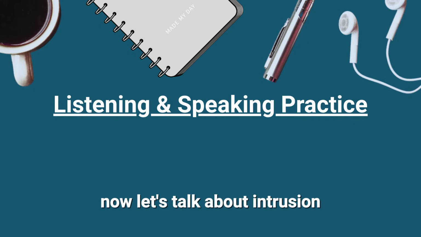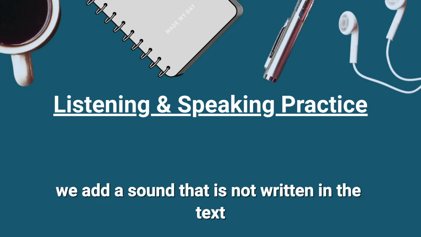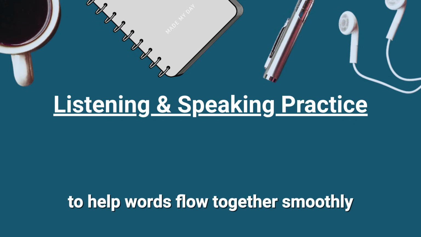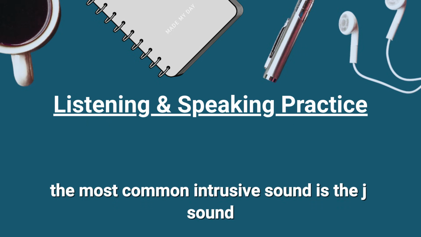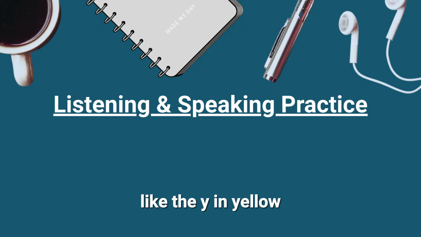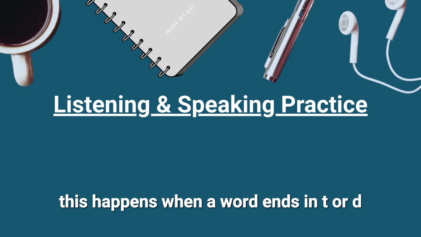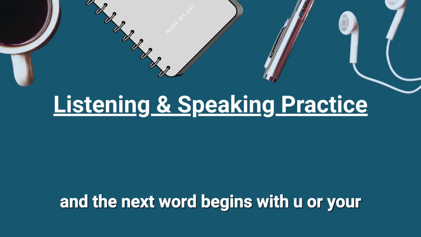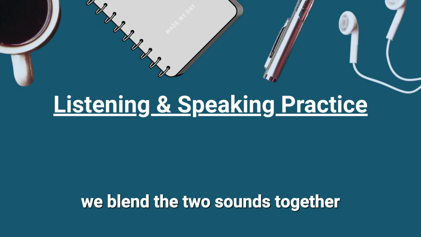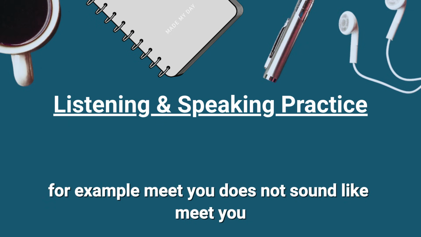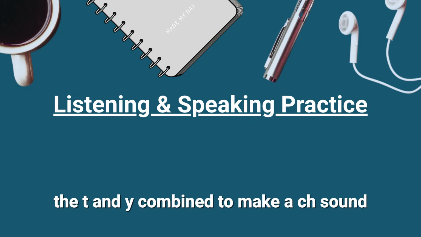Now let's talk about intrusion. This is the opposite of elision. Sometimes we add a sound that is not written in the text to help words flow together smoothly. The most common intrusive sound is the J sound, like the Y in yellow. This happens when a word ends in T or D, and the next word begins with you or your. We blend the two sounds together. For example, meet you does not sound like meet you. It sounds like me chew. The T and Y combine to make a chi-h sound.